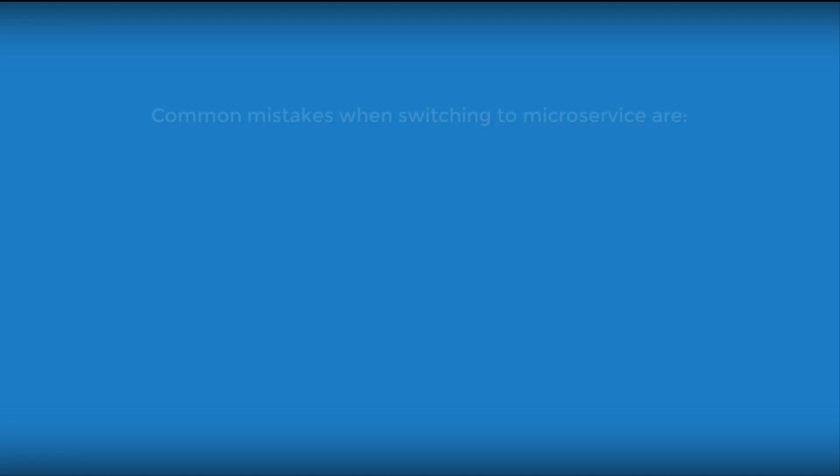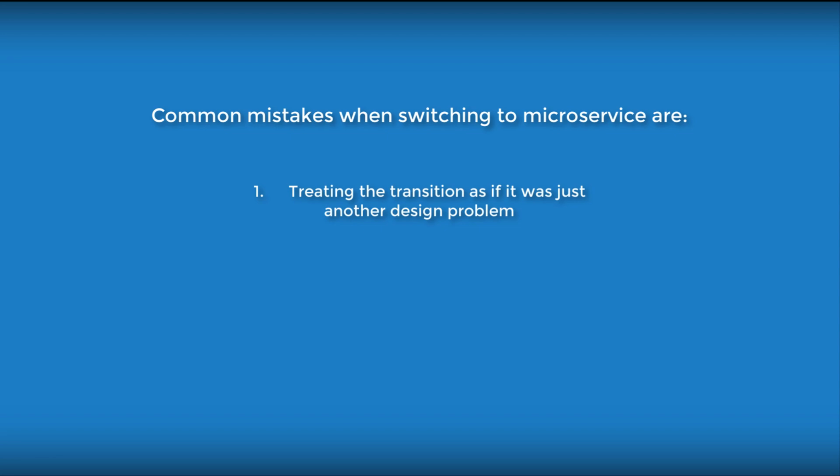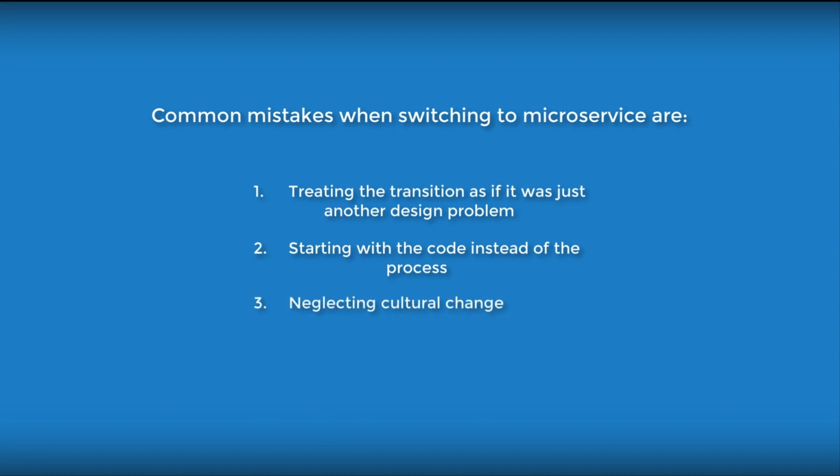So let's summarize. The common mistakes when switching to microservices: treating the transition as if it was just another design problem. It's not just a coding problem, it's predominantly about culture, more so than just pure coding and design skills. Then starting with the code instead of the process. An established team will likely stumble for some time while relearning how to walk in a different manner. Focus on experiencing and sharing the journey of how to microservice instead of just getting it done on your first project.